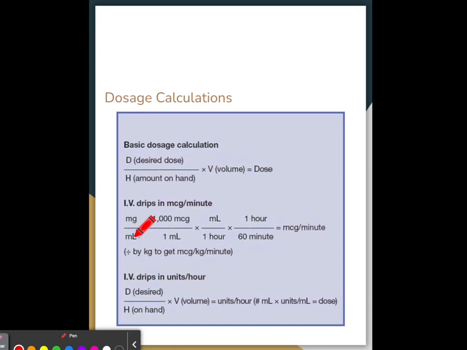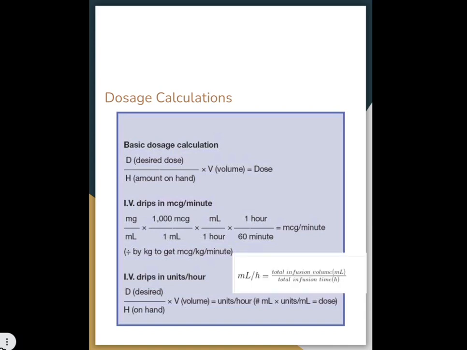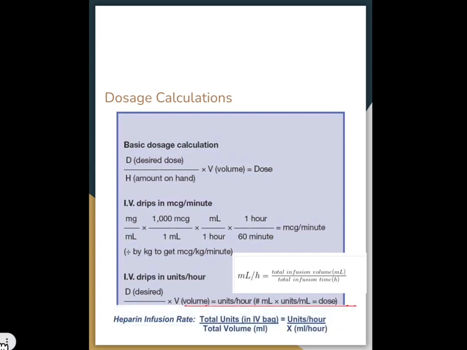And again, it's easier to describe using a practice question than describing the scenario about conversions here. So let's move forward so that I can demonstrate this to you a little better. Advancing to the next slide. Remember, milliliters per hour represents the IV rate. It's total infusion volume over total infusion time, so it's a matter of volume over time. Heparin infusion rates will be important for my RNs as well.